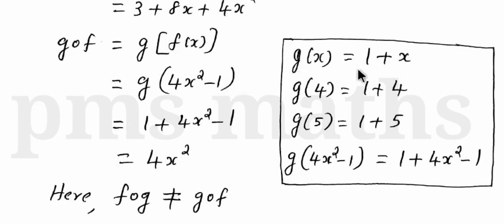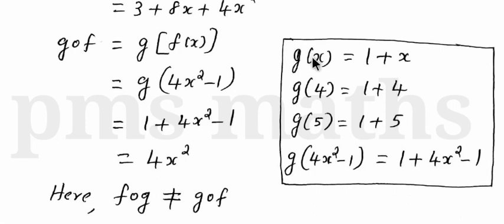What is g of x? G of x is 1 plus x. G of 4 is 1 plus 4. G of 5 is 1 plus 5. That means substitute x is equal to 4 here. Here x is equal to 5. Therefore, here we want g of 4x square minus 1. G of 4x square minus 1 is nothing but 1 plus 4x square minus 1.